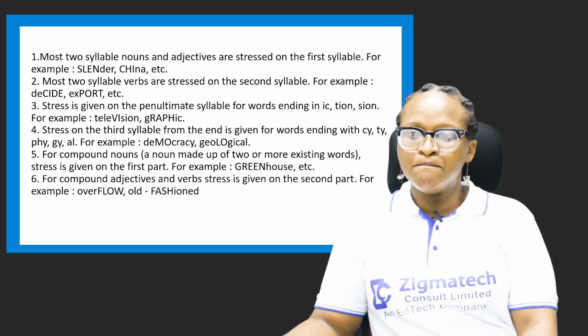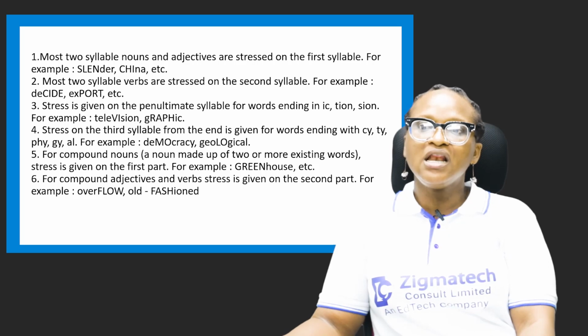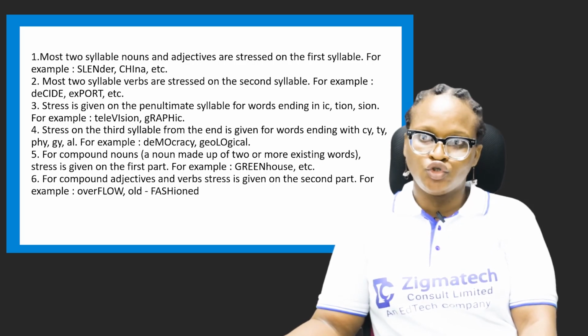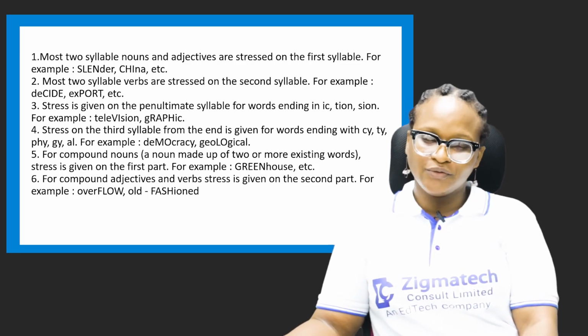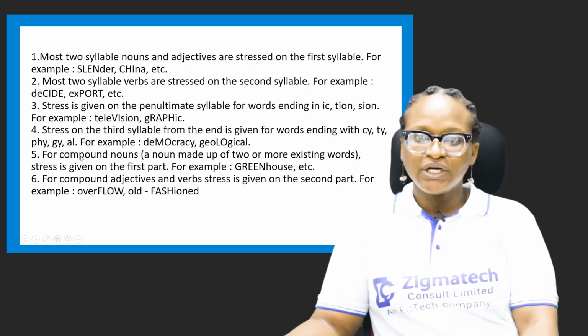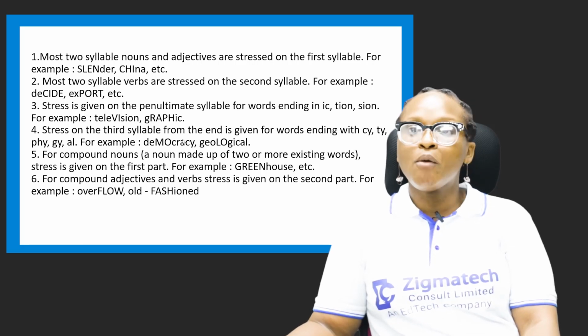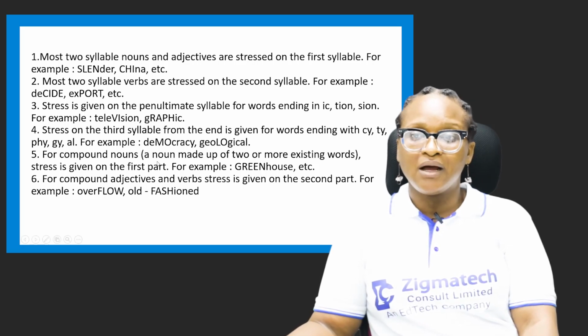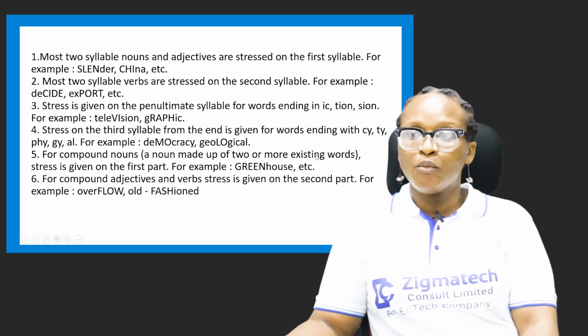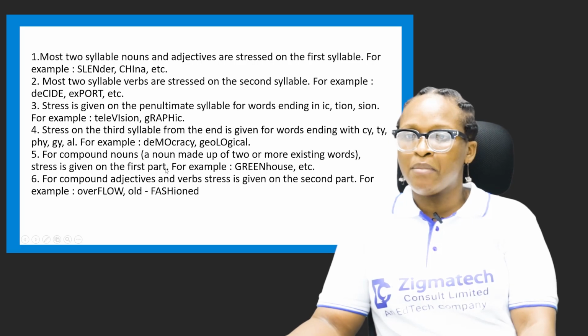You see the word democracy, democracy, geology, geology, not geology, no. All right, so we need to pronounce them appropriately, putting the stress at the right syllable. So for compound nouns, what are compound nouns? They are nouns made up of 2 or more existing words. Stress is given on the first part.